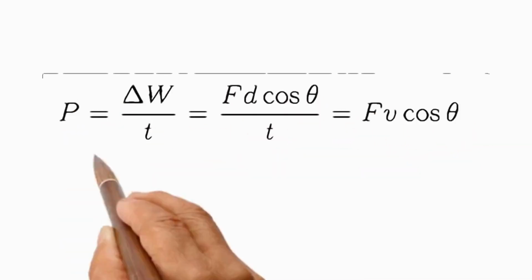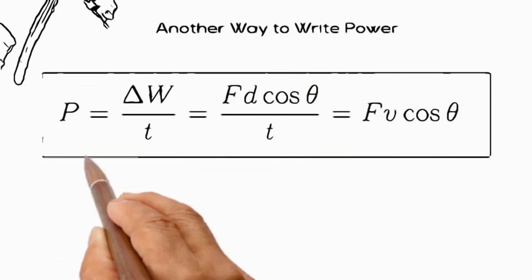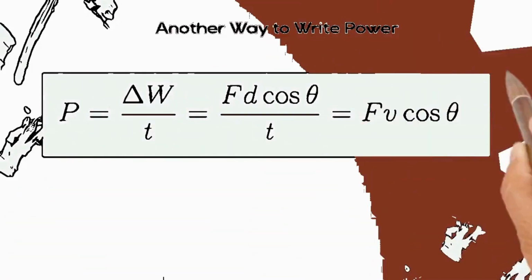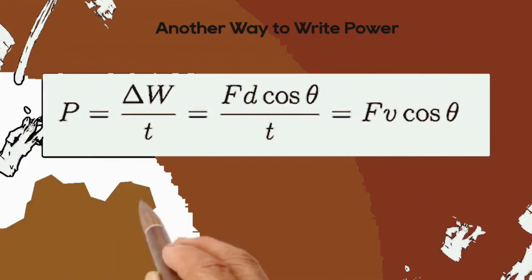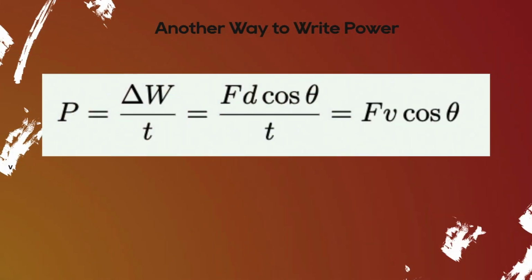Now, another way to write power. We know that power is the work done divided by time. And we also know that the work is force times displacement times cosine theta. So we have displacement in the numerator and time in the denominator. We can divide both to get Fv cosine theta.